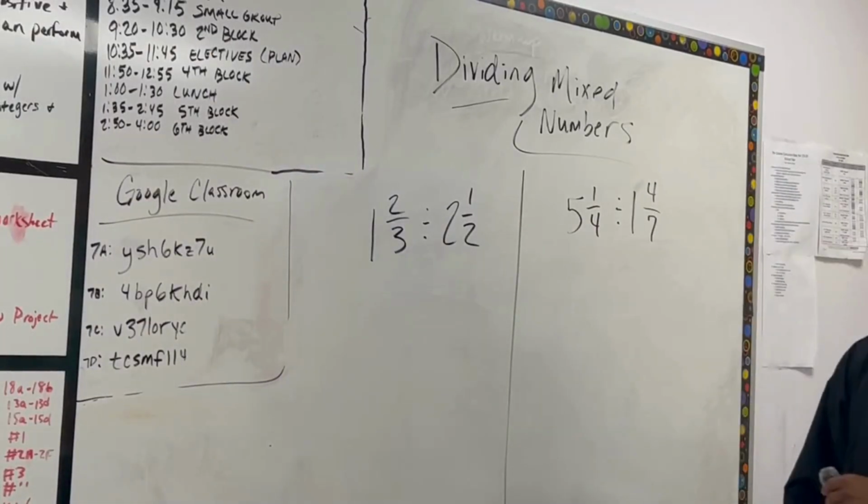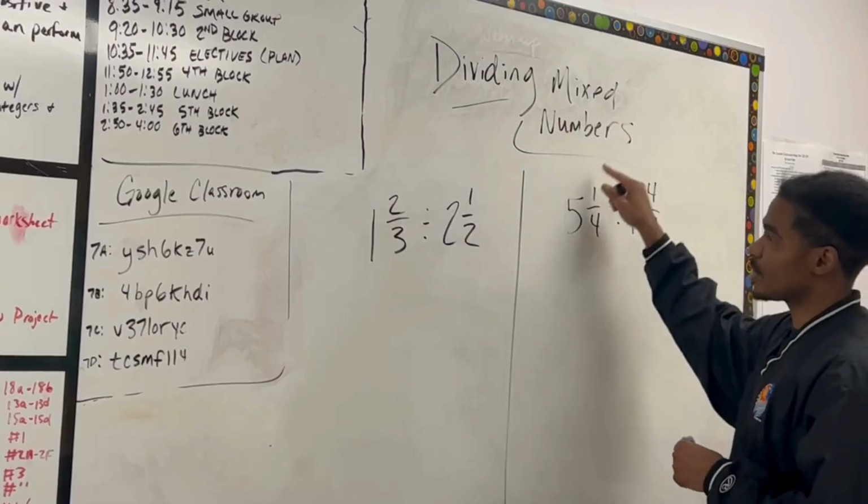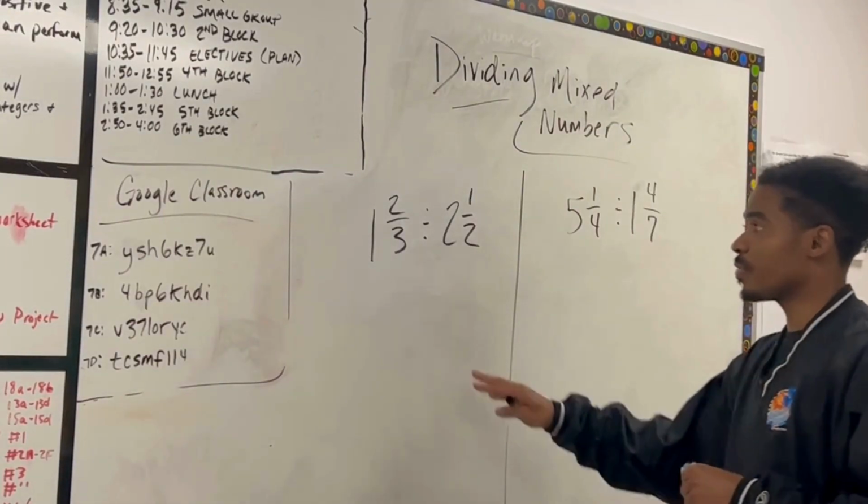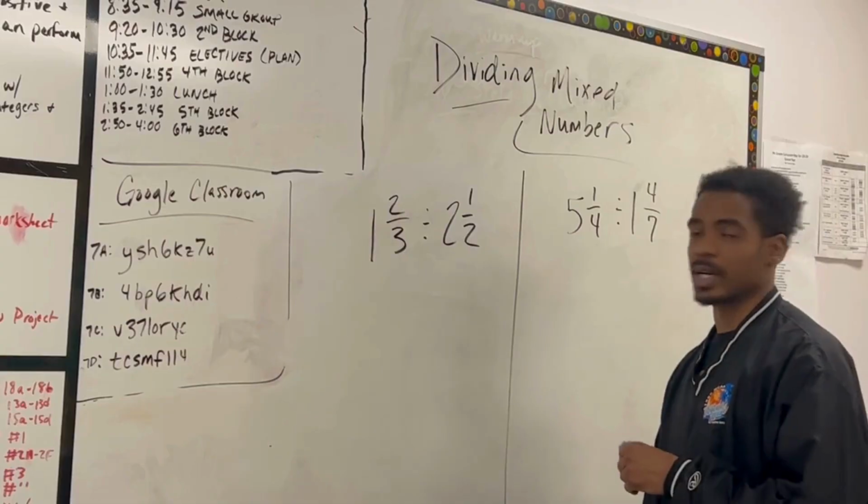All right, today we're going to be working on dividing mixed numbers. If you're around 5th or 6th grade, this would be a perfect activity for you to work on. All right, let's jump into it.